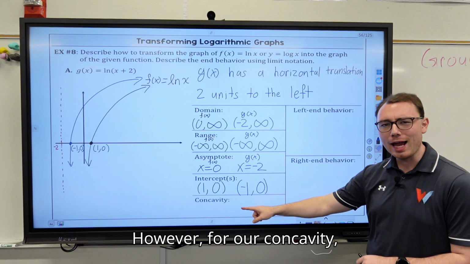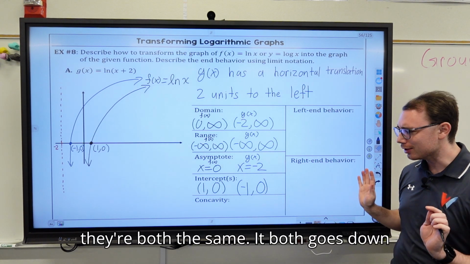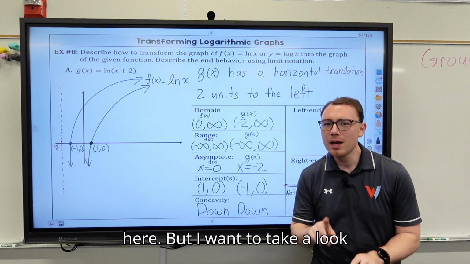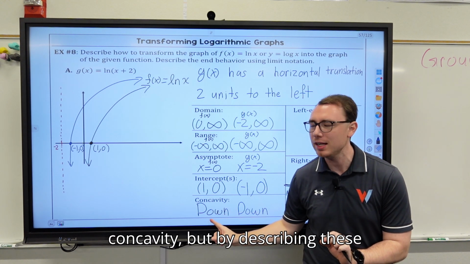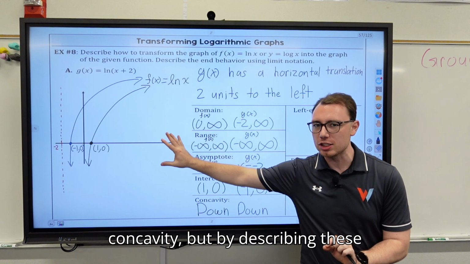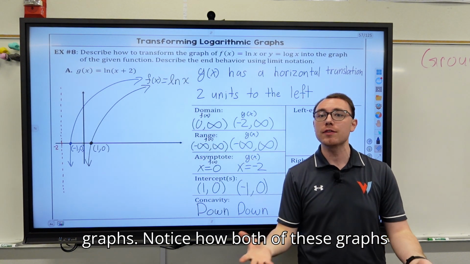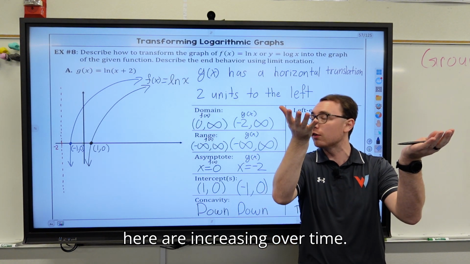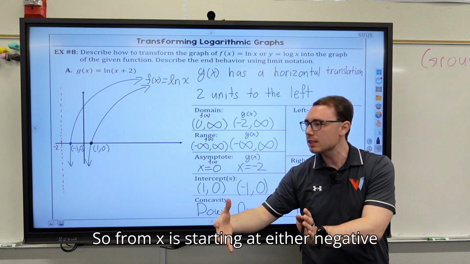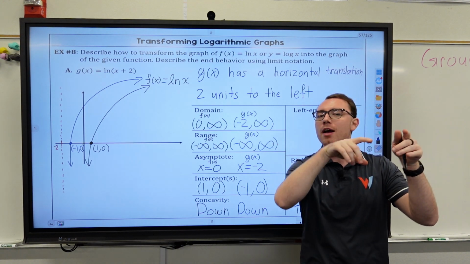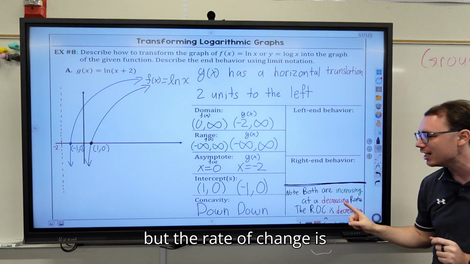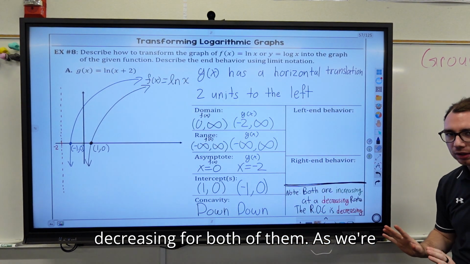However, for our concavity, they're both the same. It both goes down here. But I want to take a look specifically, not just at the concavity, but at describing these graphs. Notice how both of these graphs are increasing over time. So from x starting at either negative 2 or 0, the graph is increasing, but the rate of change is decreasing for both of them.